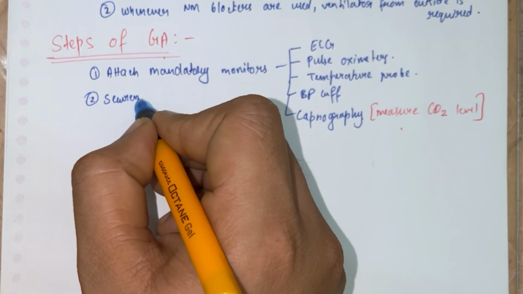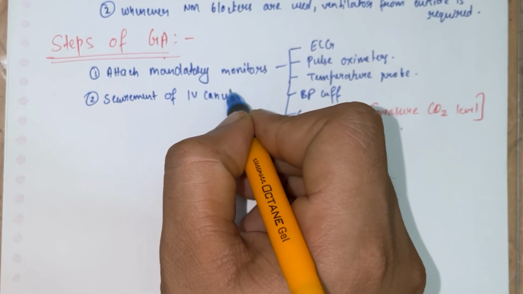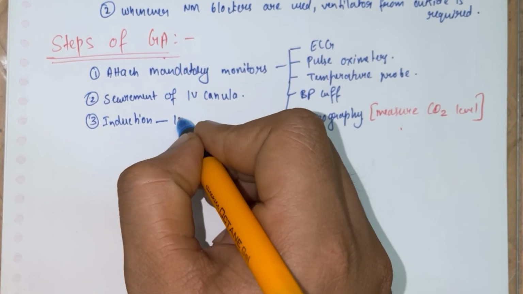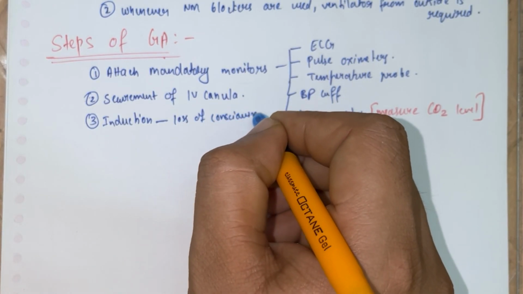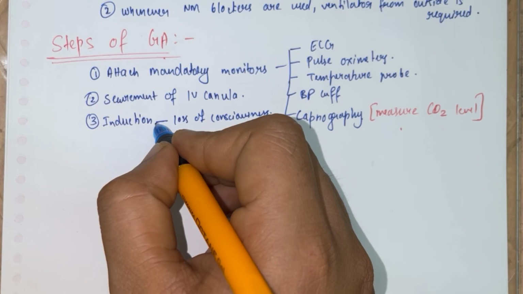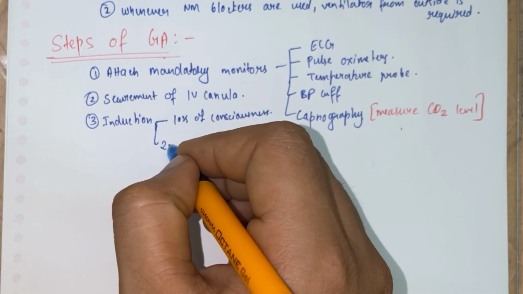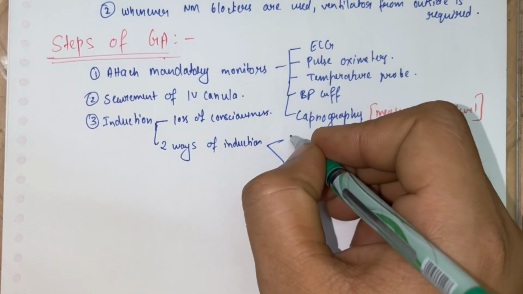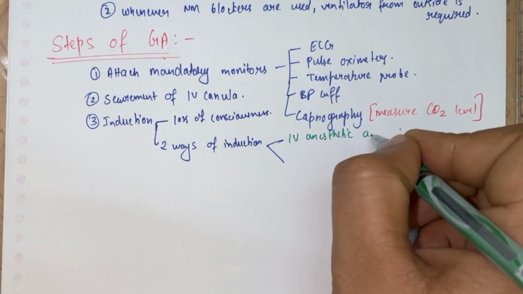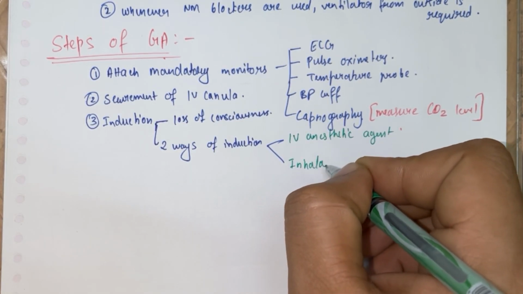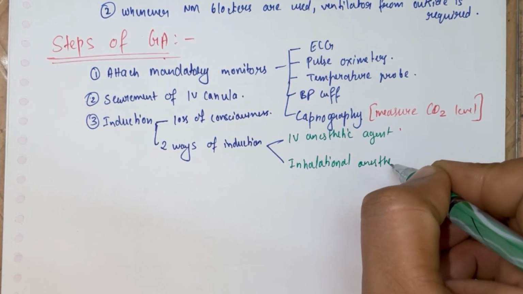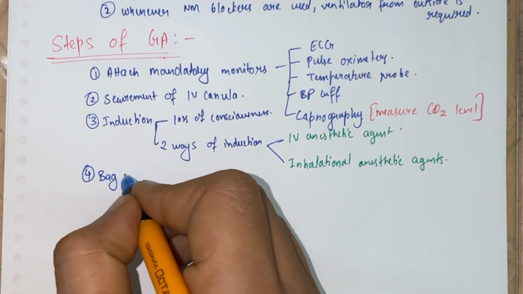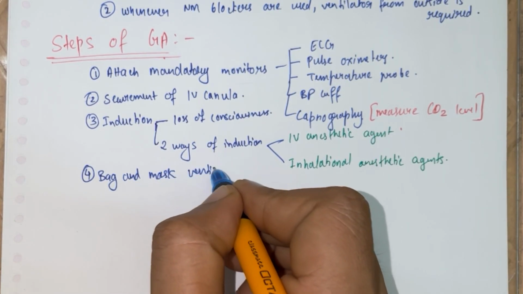Now the second is the securement of the intravenous cannula. In case of emergency, if we have a secured IV cannula, then we can just give the drugs. Third is the induction. Induction means loss of consciousness, that is, the patient has to be made unconscious. There are 2 ways of induction. First is the IV anesthetic agent, meaning intravenous induction of the anesthetic agent into the patient. Second is the inhalational anesthetic agent. We will look further at the inhalational and IV drugs in subsequent videos.